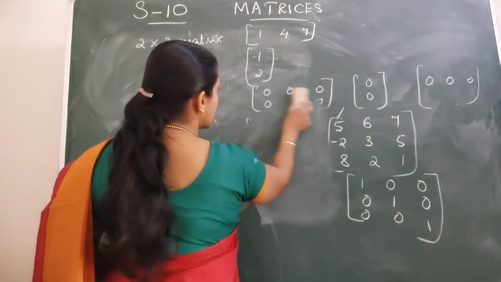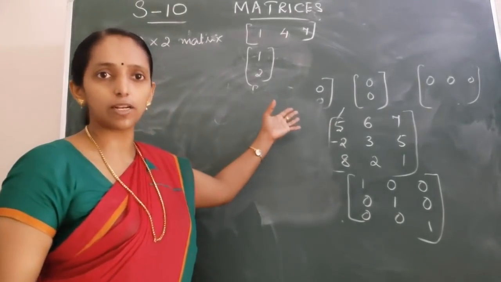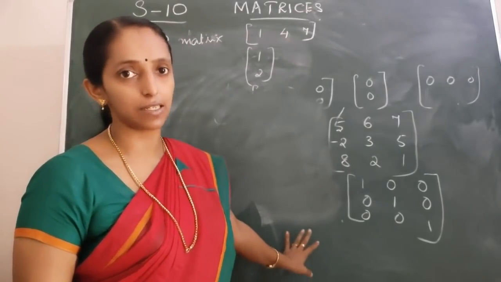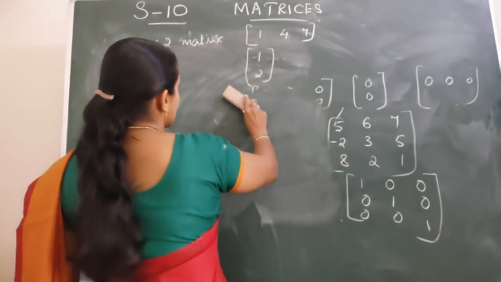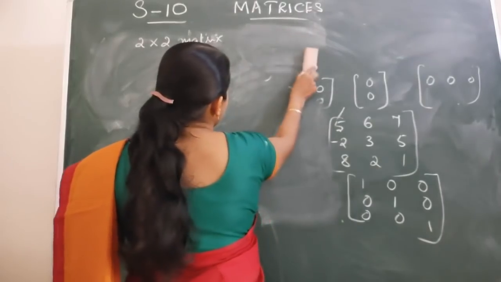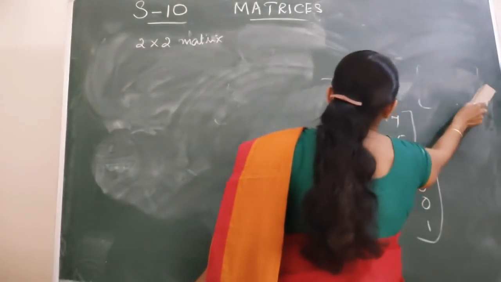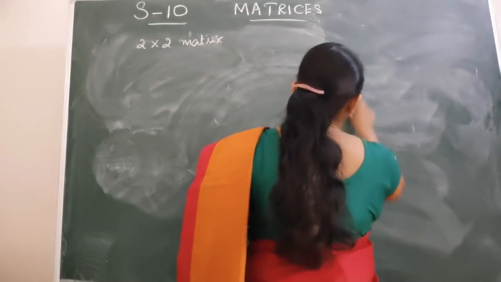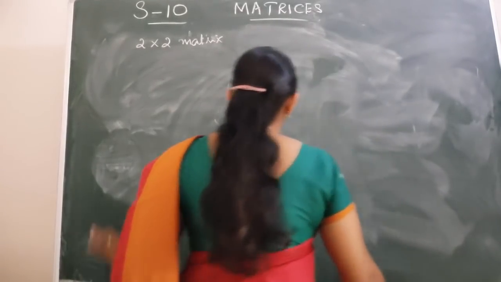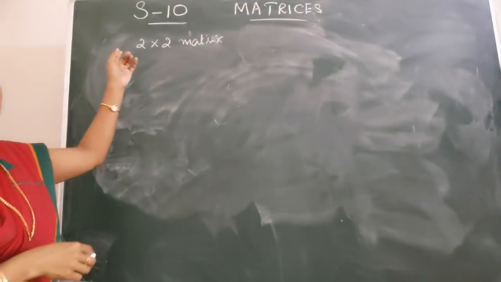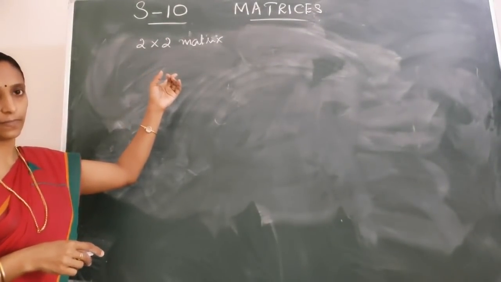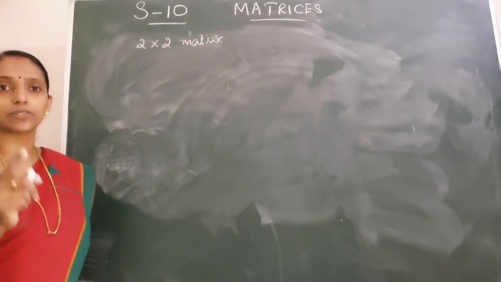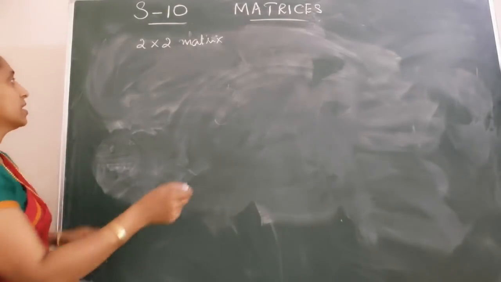This classification of matrices is very clearly given in your textbook, so there is no need to write it in your copy. Just understand what the types of matrices are. Okay, now construction of a matrix. If you have to construct a 2 by 2 matrix, that means you have to construct 2 rows and 2 columns.